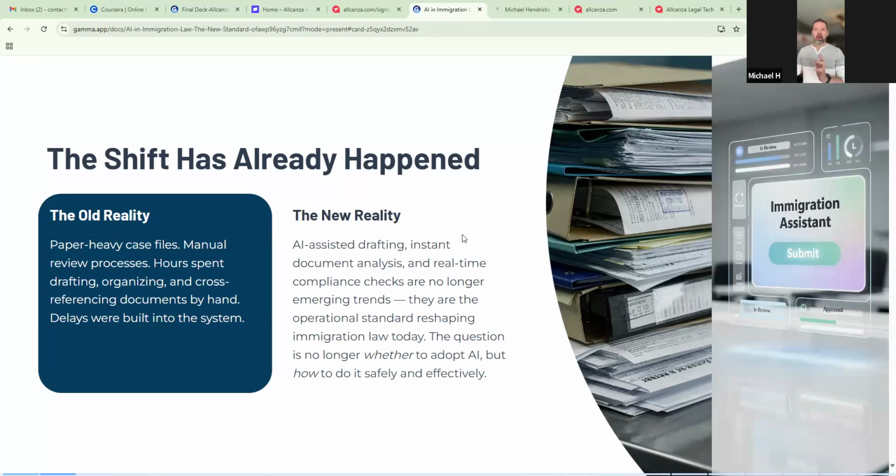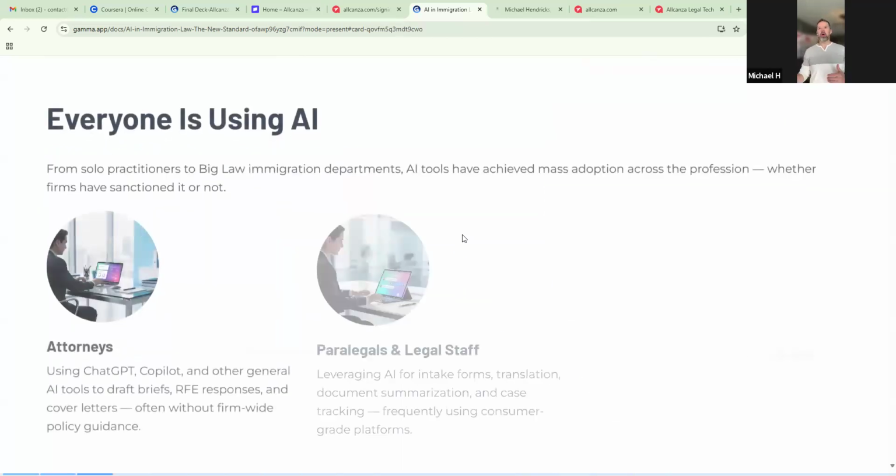So it changed everything. The old reality for immigration law was heavy paper file cases, manual review processes, hours spent drafting, organizing, and cross-referencing documents by hand. Delays were built into the system. Now, the new reality is AI-assisted drafting, instant document analysis, real-time compliance checks. These are no longer emerging trends, right? They are the operational standards reshaping immigration law today. And the question is no longer whether the adoption of AI is going to happen, but how it will happen safely and effectively, okay? So let's move forward.